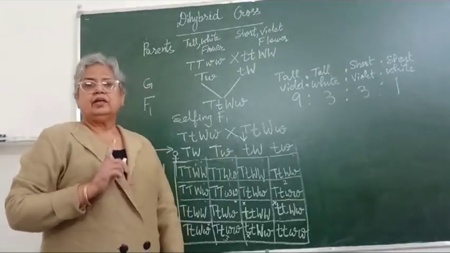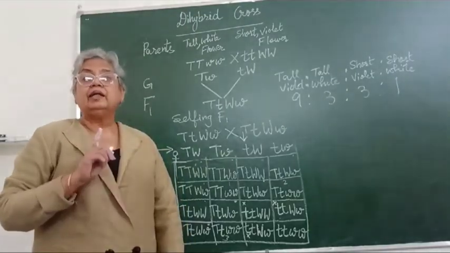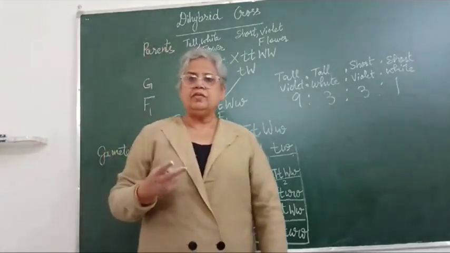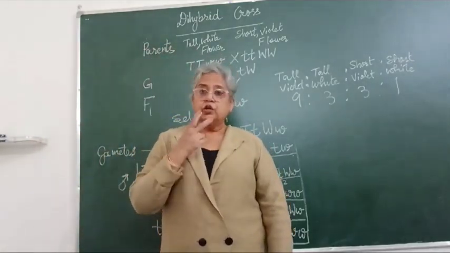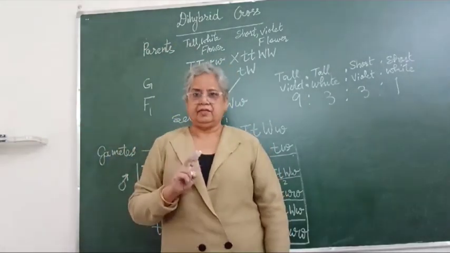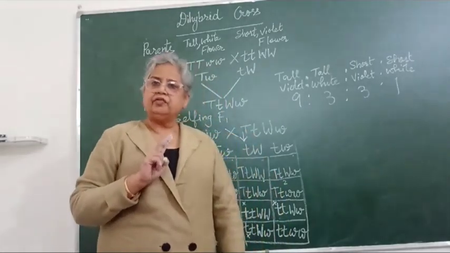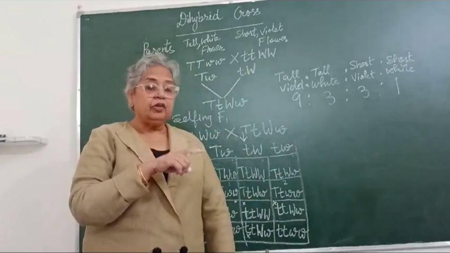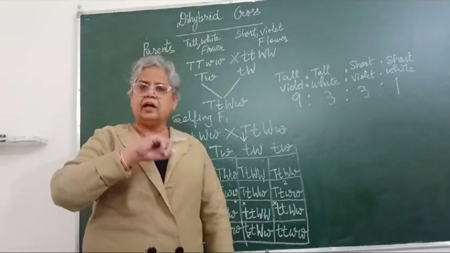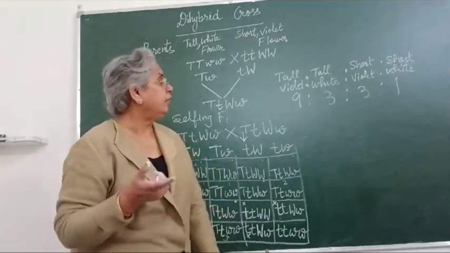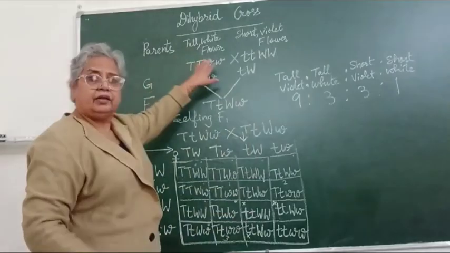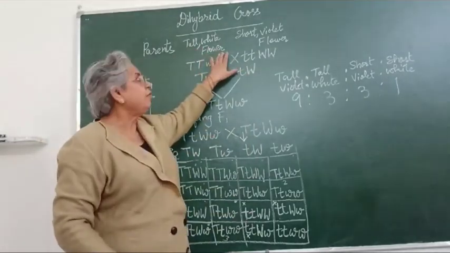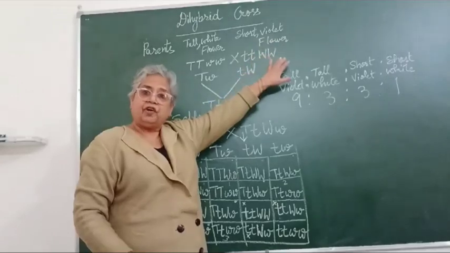Hello students, now I am going to explain a dihybrid cross. Di means two. It means now we are considering two different traits. The traits which I have taken are different from your NCERT, where I think round and wrinkled and seed color are given. So I have tried a different dihybrid cross of tall plant with white flowers and short plant with violet flowers.